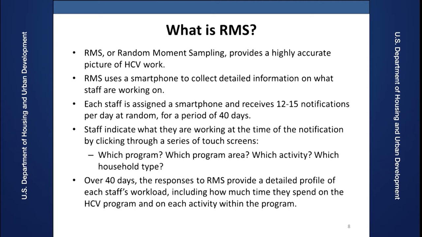So RMS uses a specially programmed smartphone to collect information on what staff are working on. Each staff in the study, and there were more than 900 of them, are assigned a smartphone, and they receive 12 to 15 notifications per day at random for a period of 40 days, or about 2 months. When they get a notification, they indicate what they're working on at that time by clicking through a series of touch screens. You know, which program am I working on, what program area, what activity, and in some cases, what household type does this relate to?